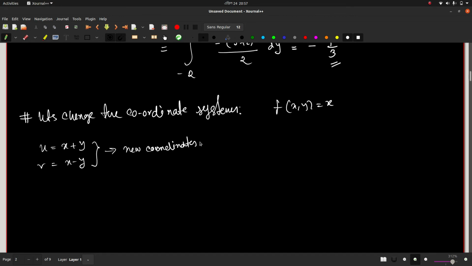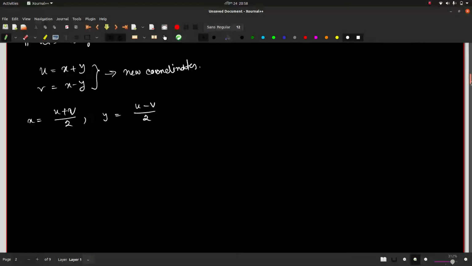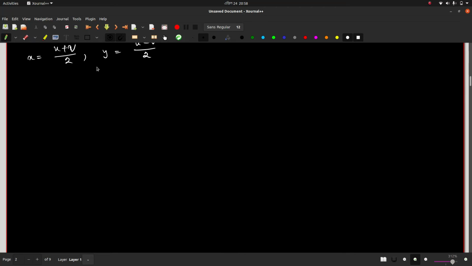Okay, so if we do that, you can immediately solve for x, which is equal to (u plus v) divided by 2, and y equals (u minus v) divided by 2. And now we have to use the information given in the problem, that our region was bounded by x equals 0, y equals 0, and y equals x minus 2, these three lines. So we need to translate those things in terms of the new coordinates.